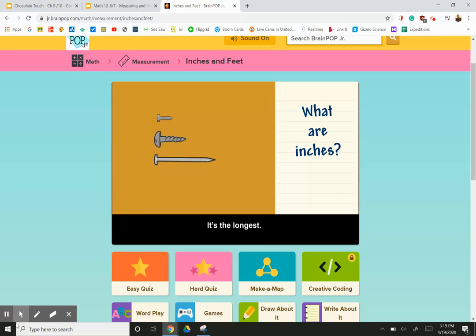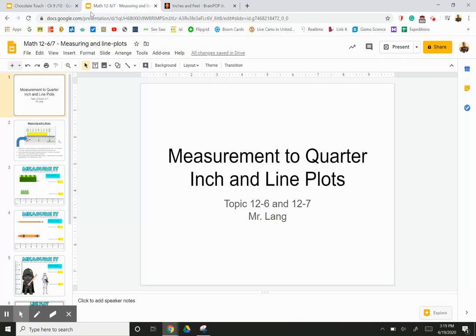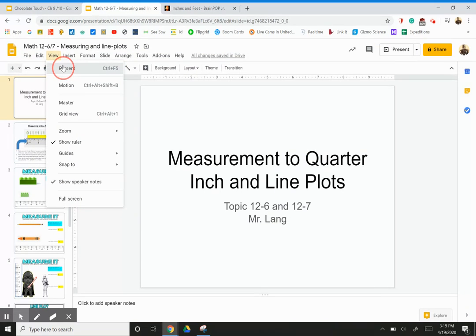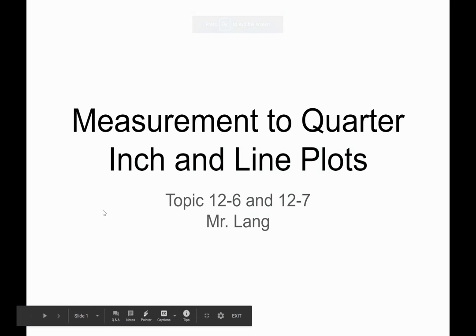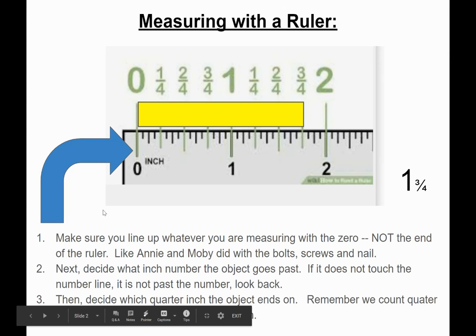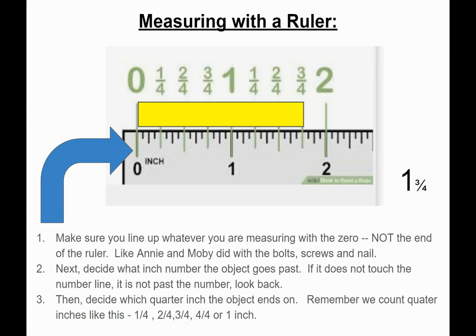Thank you, Moby and Annie. So if we come back here to our presentation, Annie and Moby gave us some really great pointers. The first pointer, first idea, is you need to line up your object that you're measuring at the zero. And that's what I did here with my yellow box. It's lined up right there at the zero, not the edge of the ruler, but at the zero. You have to start at the zero, just like Moby and Annie did with the screw and the bolt and the nail. They put that at the zero.